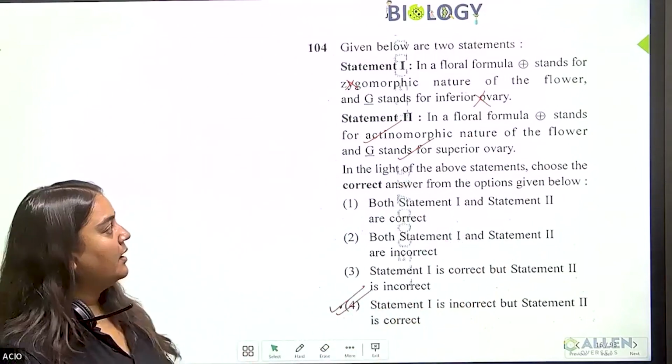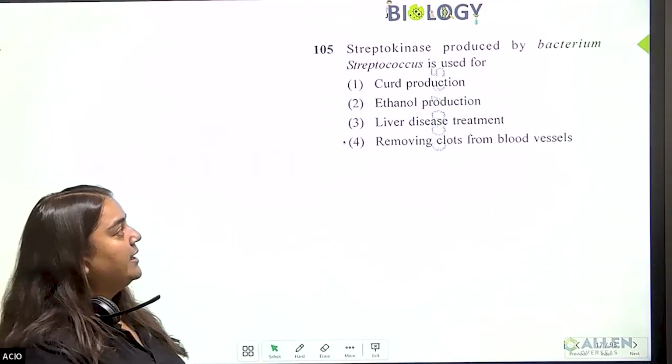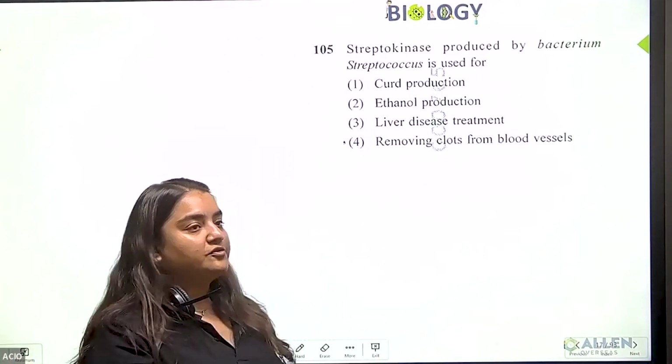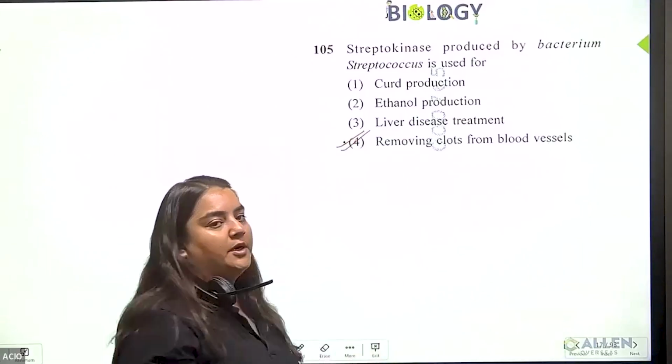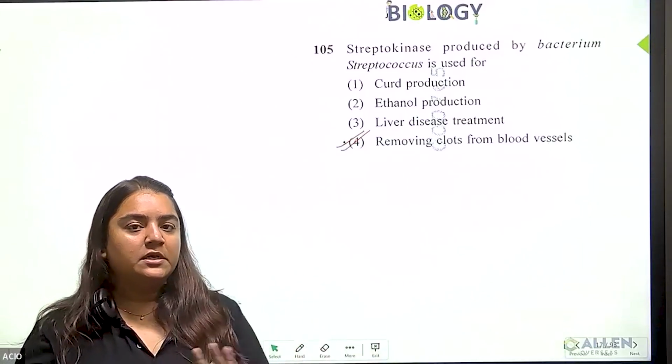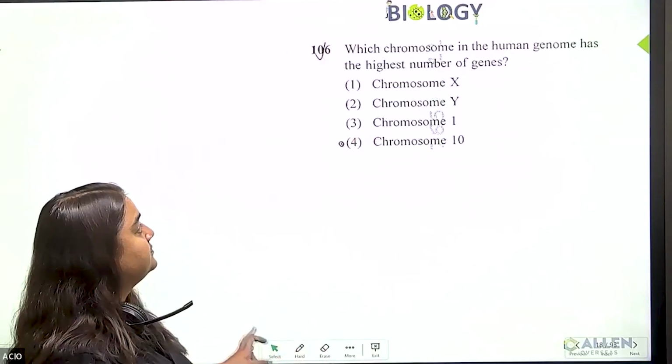Fourth option. Next, streptokinase is produced by the bacteria Streptococcus. It is used for what? It is used as a clot buster, it is going to remove the clot from the blood vessels.